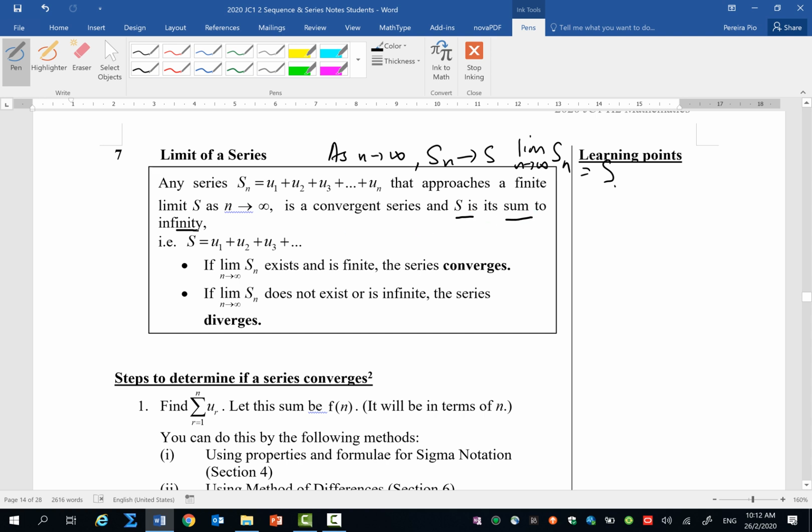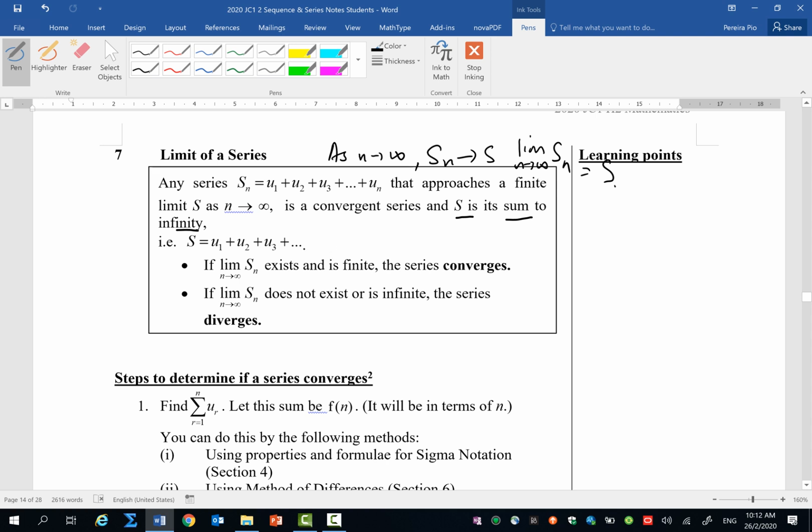Why do we call it the sum to infinity? It's because I'm summing an infinite number of terms and it goes to a specific value. Okay, if the sum to infinity you find, oh, it is infinity, it diverges. It's not a specific number. Remember, infinity is not a number. I want to repeat this. Infinity is not a number. It's a concept. Okay. All right. So your S actually is U1 plus U2 plus U3 all the way up.